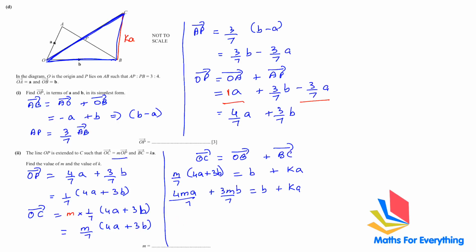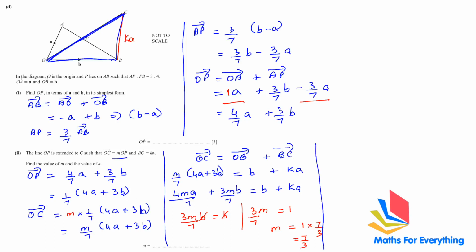When we are saying that this side equals this side, the b's will equal each other. We can write it as 3m/7 b is equal to b. We cancel the b. We will have 3m/7 is equal to 1. You have to make m the subject. So m is equal to 1 multiplied by 7 over 3. That is 7/3.